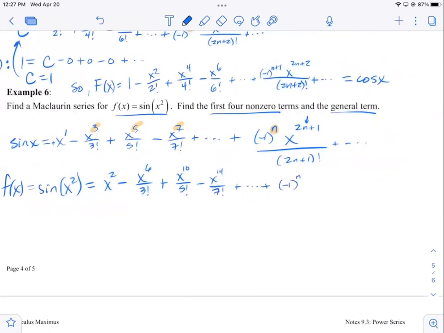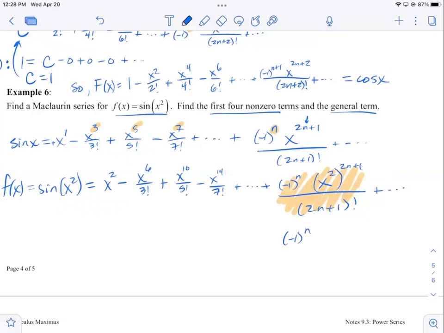negative 1 to the n. This becomes x to the 2nd, I might do this one in two steps, to the 2n plus 1, all over 2n plus 1 factorial plus yada, yada, yada. Now, you wouldn't necessarily have to simplify your general term. So if this were a free response question, it'd be hands off. Count the number of terms. You have 4 non-zero terms. Do you have the general term? Do you have an equal sign and then yada, yada, yadas on either side of the general term?